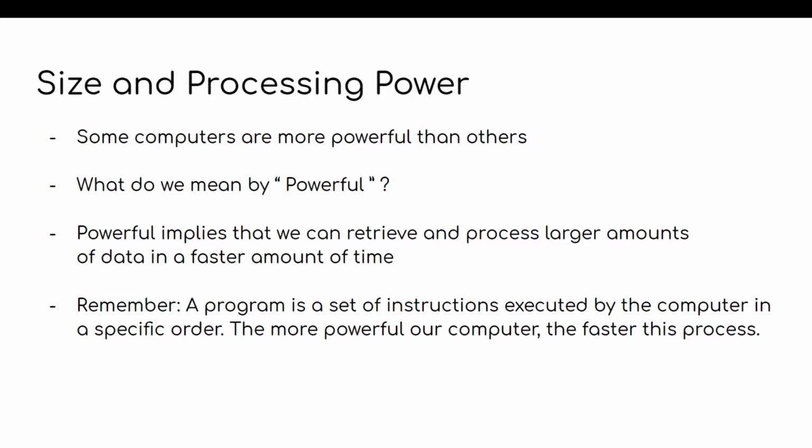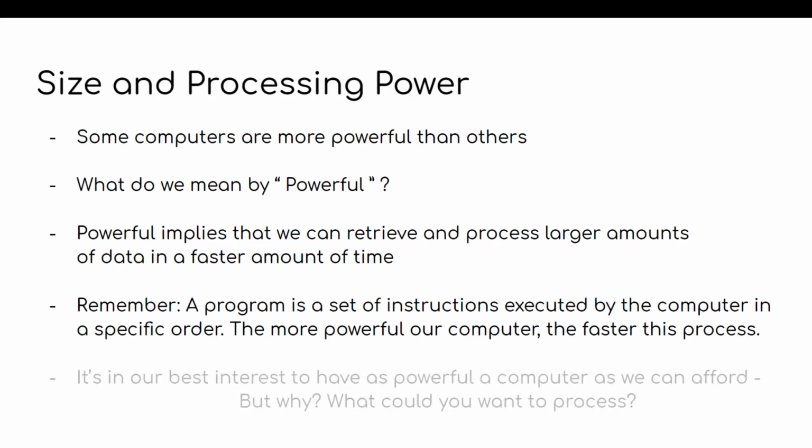So the more powerful our computer, the faster this process of retrieving instructions, processing them, and then executing whatever that instruction asked us to do. So the more instructions that we can process in any given amount of time, the faster our computer is, and therefore the more powerful our computer is. If you think in terms of a gaming computer, you want a really powerful computer so that you can process all of the instructions that are necessary to be able to run a game really smoothly.